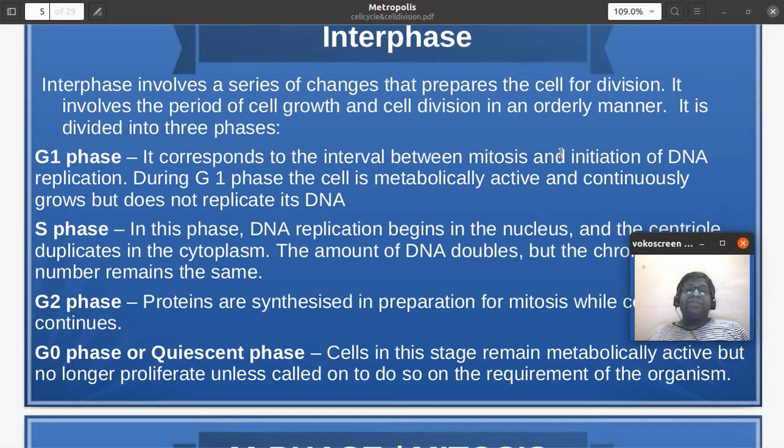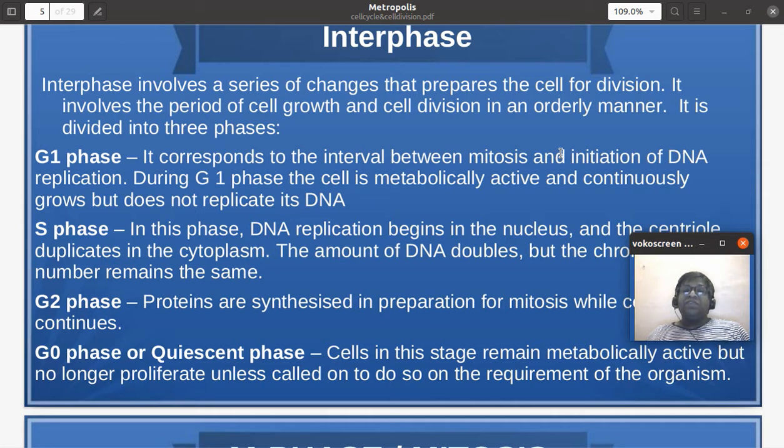The next stage is the S phase or synthesis phase. In this phase, DNA replication begins in the nucleus and, in animal cells, the centriole duplicates in the cytoplasm. So two things are happening here. Centriole is absent in plant cells. The amount of DNA doubles, but the chromosome number remains the same.